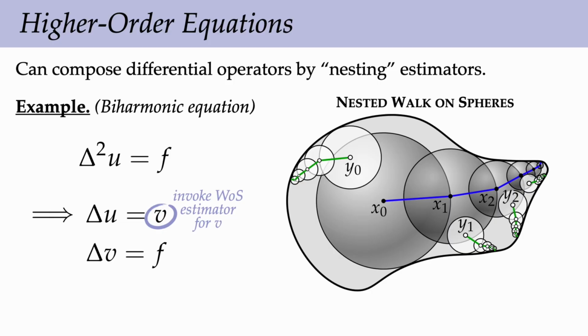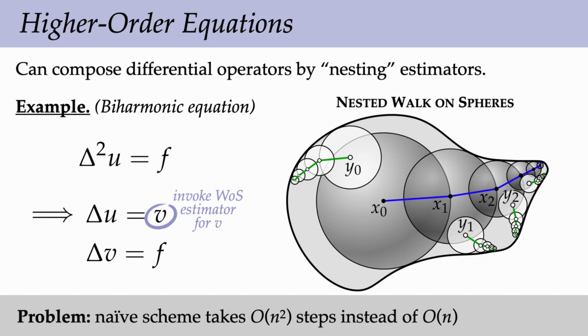So there's a kind of obvious problem here, which is that this is horribly inefficient, since if n is the maximum number of steps in any walk, I now have to take order n squared steps rather than just order n. So I'll describe a way to speed that up later on.